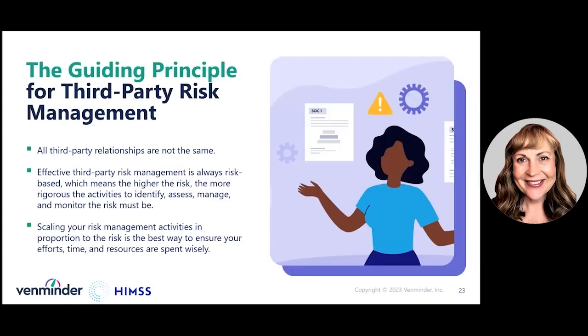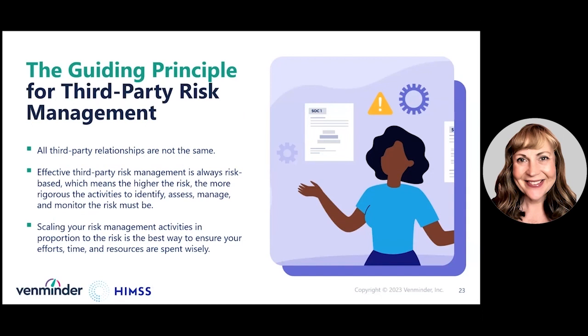Now, before we get into all the rules and requirements that make up third-party risk management, there's a very important principle to follow to make sure that your process is always effective and efficient, and that is the principle of proportionality. That means that everything in your program is risk-based. The higher the risk of the engagement or the vendor relationship, the more thorough your activities must be.